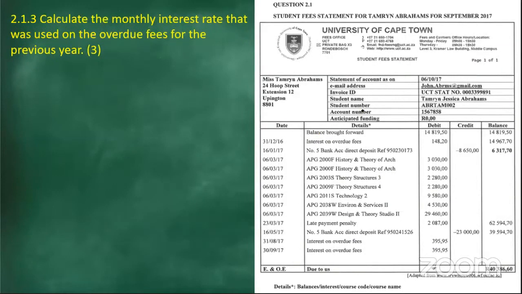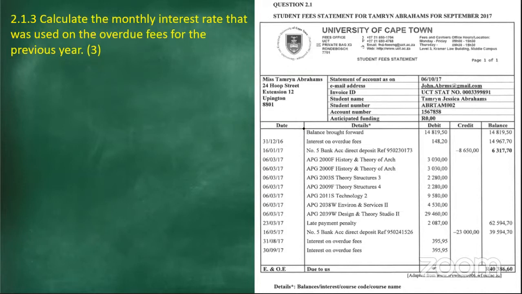Okay, please, Lisedi wants to speak. Can you speak, Lisedi? So my answer, ma'am, is 14,891.50 divided by 148 rand and 20 cents, and then times 100. Okay, so what answer did you get? I got 1%.